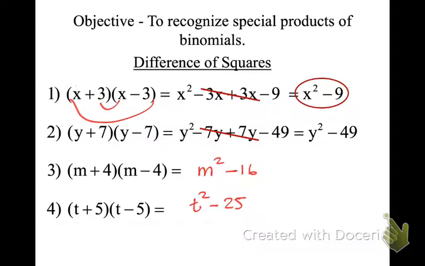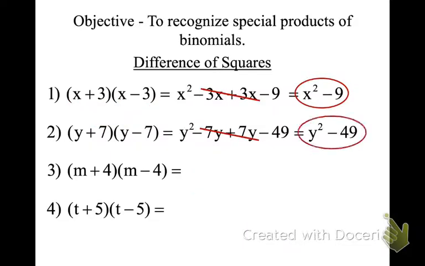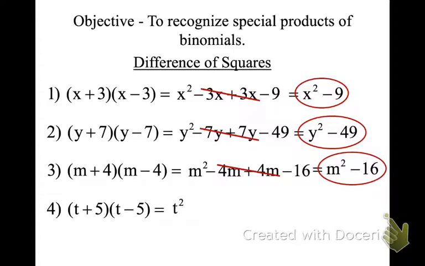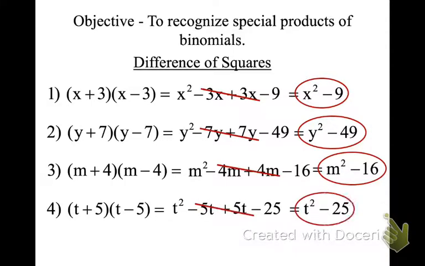Okay. So the rule is, now you're going to write the rule. You can call it, on the left side, don't write recognizing the pattern. Call it a difference of squares. And this is where the quantity of a plus b times the quantity of a minus b. We square the first term, it's a squared. We square the last term, it's b squared, and it's a minus sign in between.